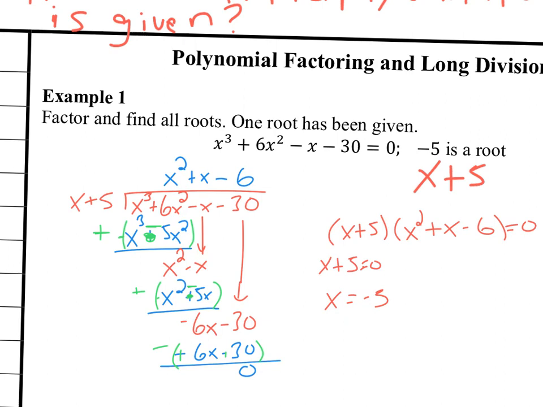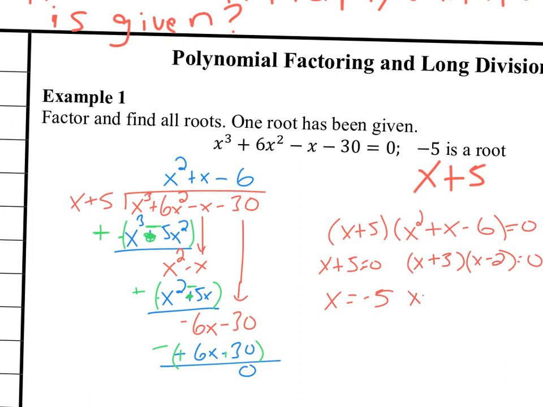So that's something that you should know. It's something that should just happen. The rest of it is going to be some factoring. Alright, let's add and multiply. What adds to the 1? It multiplies to -6. It's going to be 3 and 2. We have to have a plus 3 and a minus 2.